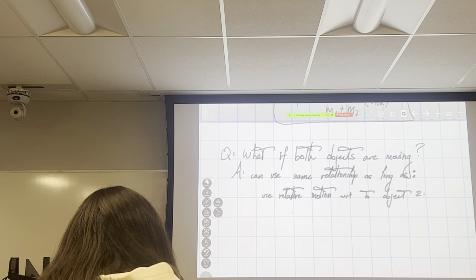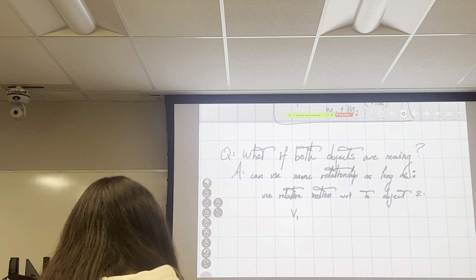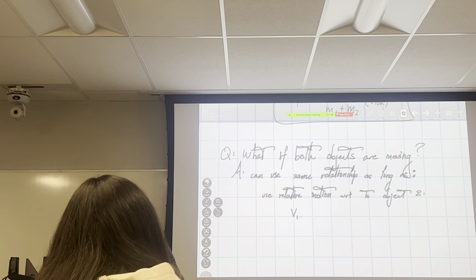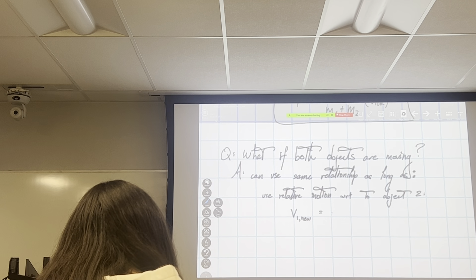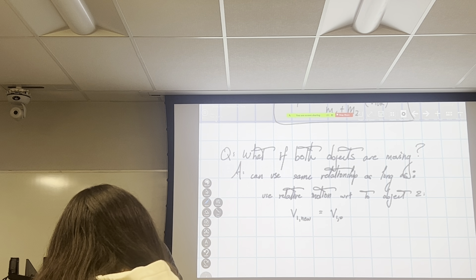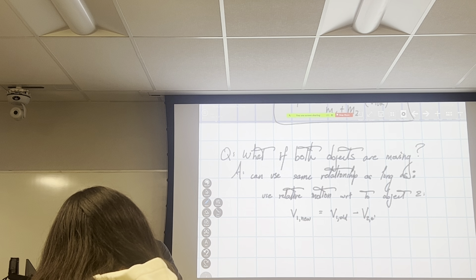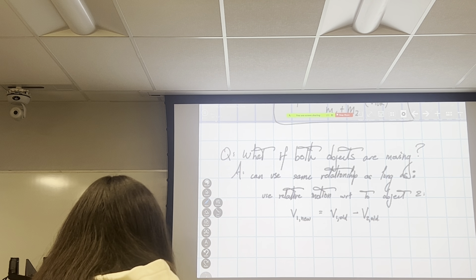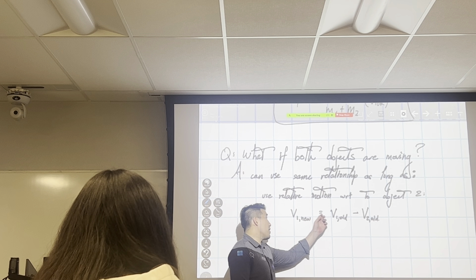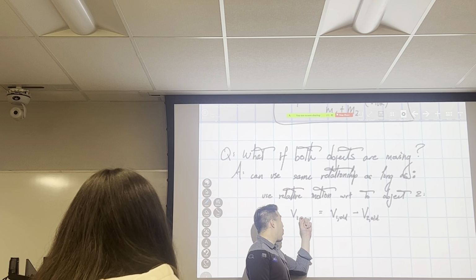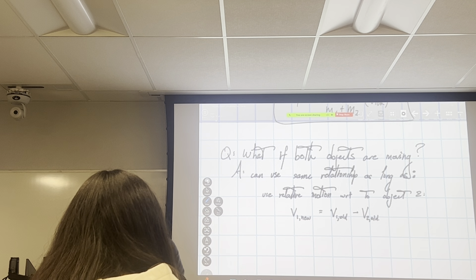Meaning V1, we'll say new, is going to be V1 old minus V2 old. So we just cared about the relative speed one has with respect to object number 2.